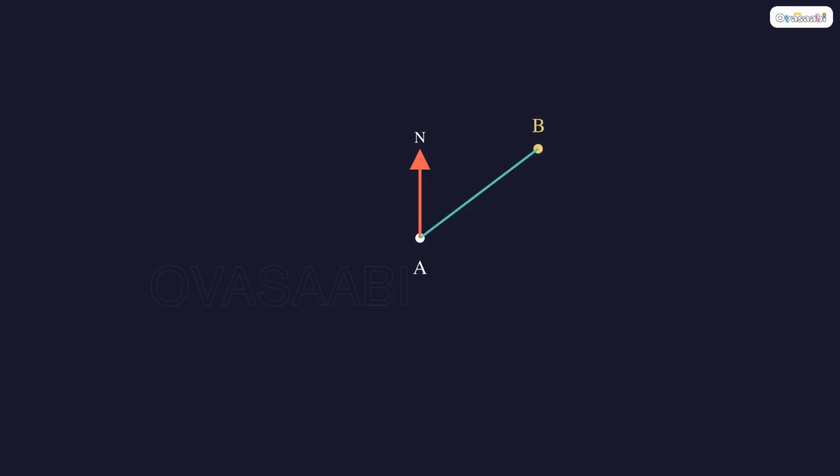To find the bearing of B from A, draw north at A, then measure the clockwise angle to B. Example 1. B is 30 degrees east of north from A. The bearing is 030 degrees. Simple.